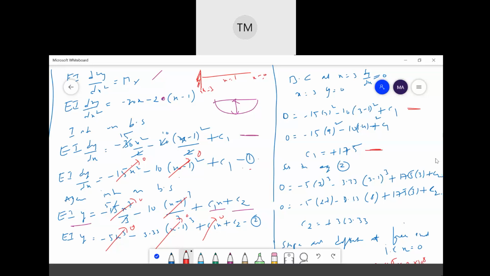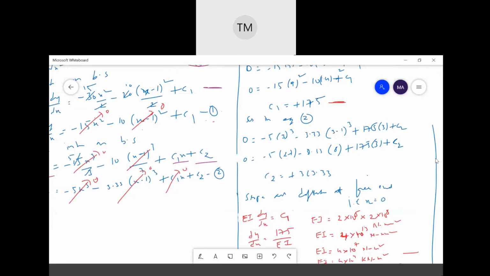Then substitute x is equal to 3 and y equal to 0 in equation 2. When I simplify this, I'll get C2 equal to this value. Then you will have the C1 and C2 values. After that, I'm calculating the slope and deflection at the free end. At the free end, what is the value of x?